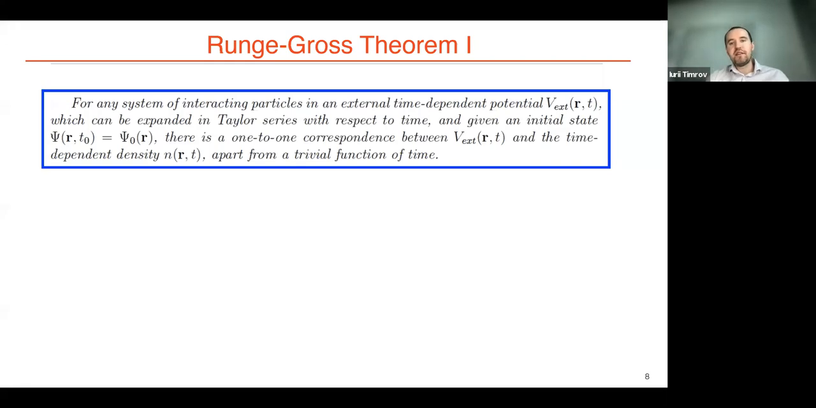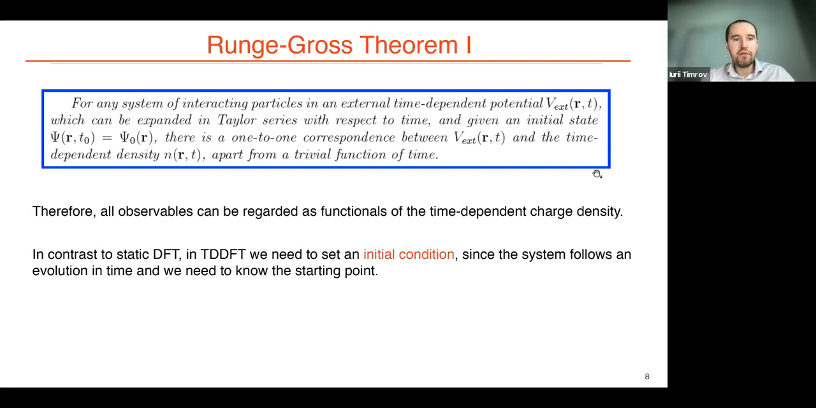So this theorem tells us that, like in a static case where we said that there is a one-to-one correspondence between potential and the density, both static, also in the time-dependent extension case, we have the same one-to-one mapping between external potential and the density, but now they are dependent on time. So this is really important. Therefore, all observables can be regarded as functionals of the time-dependent charge density, while in the static case, all observables were regarded as functionals of static charge density.